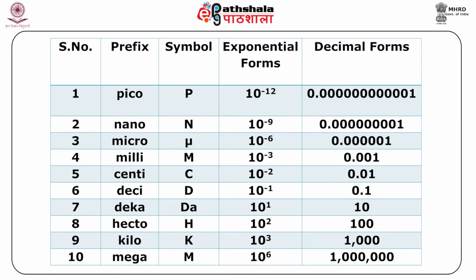Deca, symbol da, exponential form 10 raised to power 1. Next, hecto, symbol h, exponential form 10 raised to power 2. Next, kilo, symbol k with exponential form 10 raised to power 3. Mega, capital M, and exponential form 10 raised to power 6. The decimal forms of the prefixes are given respectively.